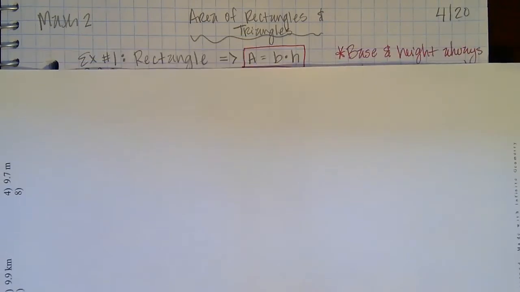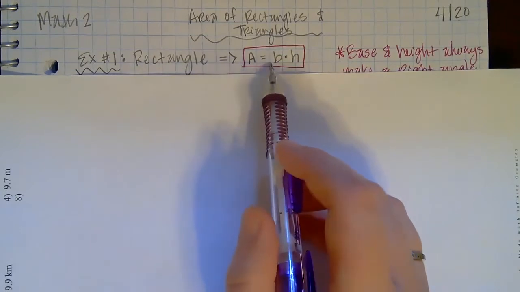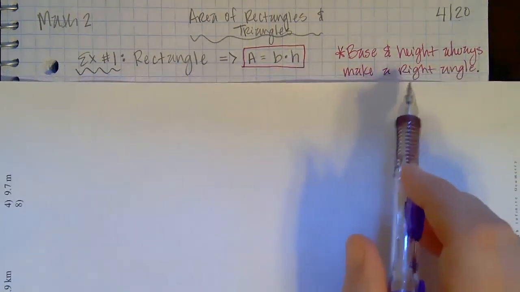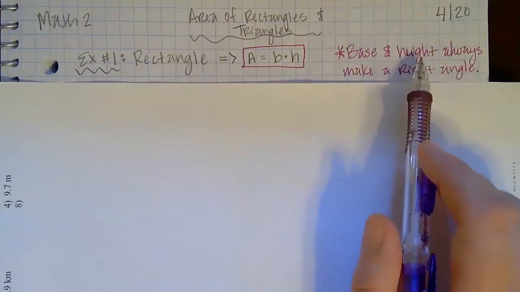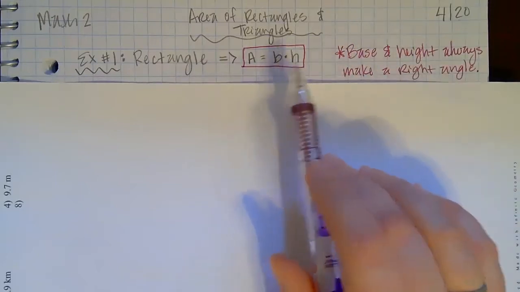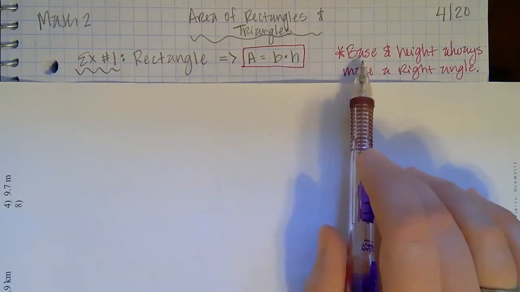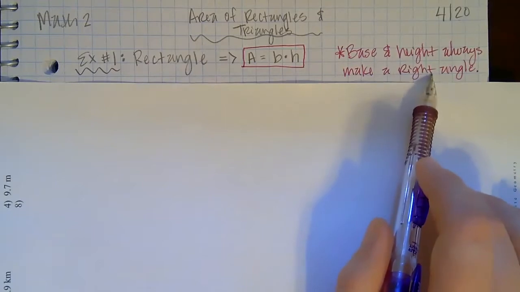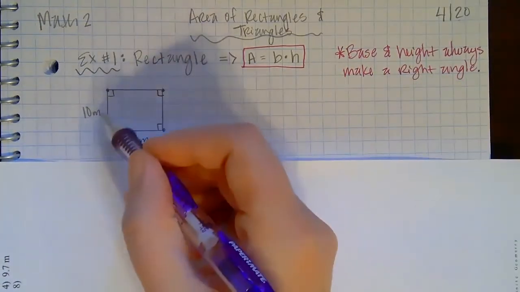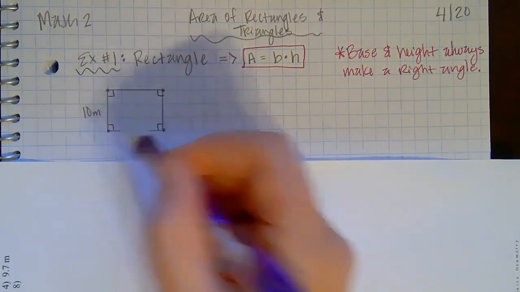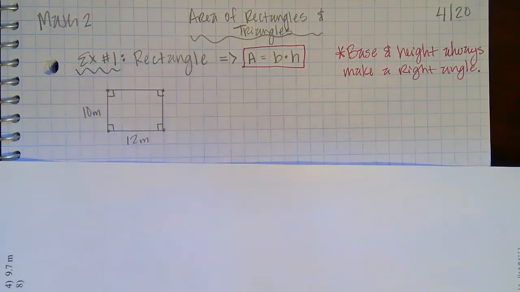So for a rectangle, remember, the area is always just base times height. I want to make a comment for everything we're doing today and in general. If you want to know which numbers are the base and which are the height, it doesn't matter which one you call which, but the two numbers that are base and height always make a right angle. So let's look at this first example of a rectangle. You'll notice the 10 and the 12 have a right angle in between them. That's how you know they're the base and the height. It doesn't matter which one you call base and which you call height.